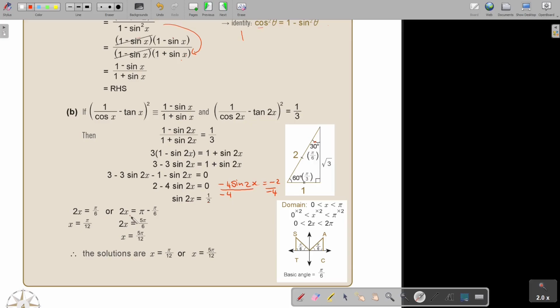2x equals pi over 6, so that is what I did there. Now I know it's in the first quadrant and in the second quadrant. The first one is just pi over 6. The second one is going to be pi minus pi over 6. I divide by 2, I divide by 2. So the solutions are x equals pi over 12, or x equals 5 pi over 12. That's working with the special angles. That's bringing in a lot of things.